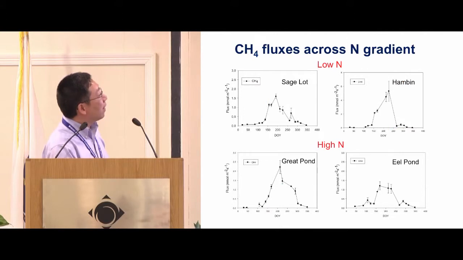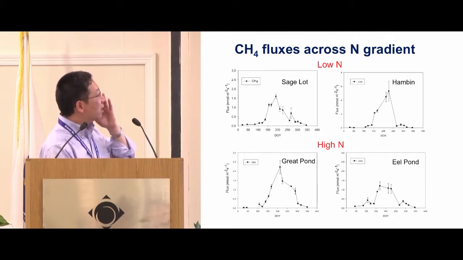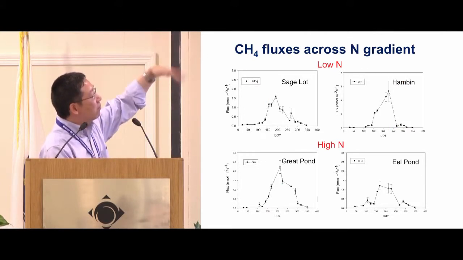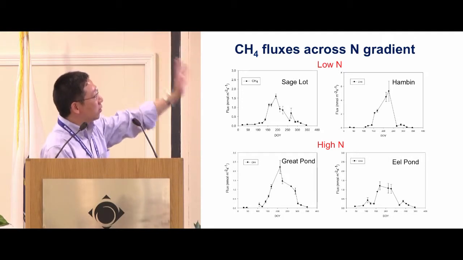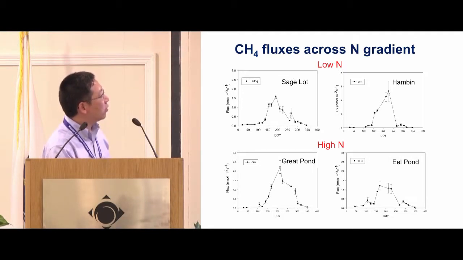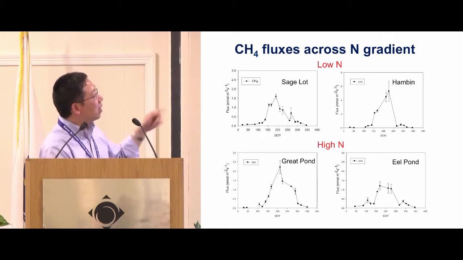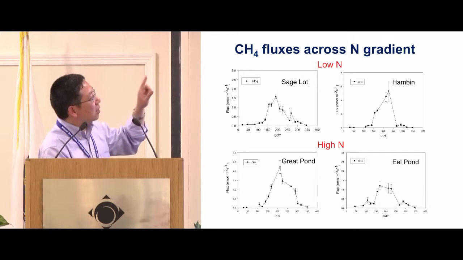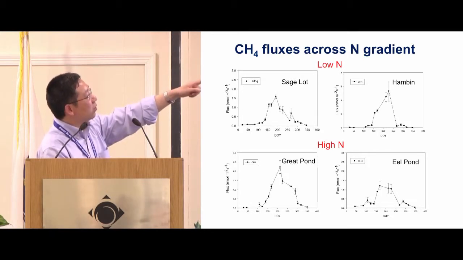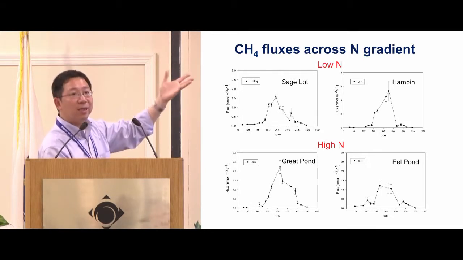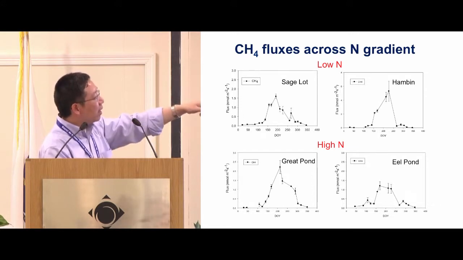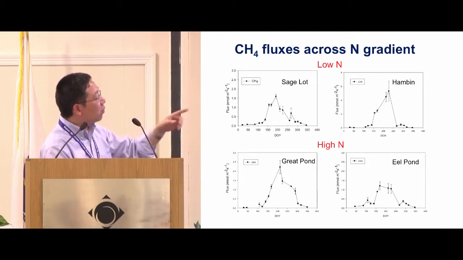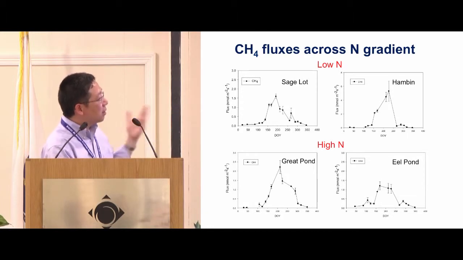And here is the methane flux across the four sites. The top ones are the low nitrogen sites, and the bottom one is the high nitrogen site. We also make a comparison across the four sites. We found that overall there are two sites: the Haberlin site, which is low nitrogen, where the methane flux is a little bit higher than the average, and Yield Pump, in the lower right corner, where the methane flux is a little lower than the average of the other two sites.